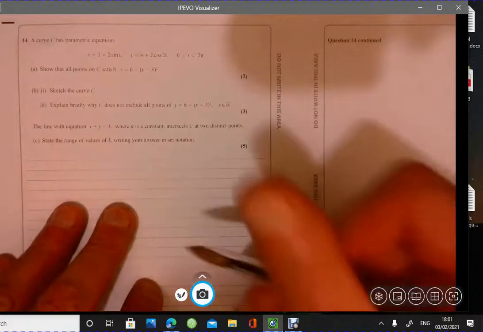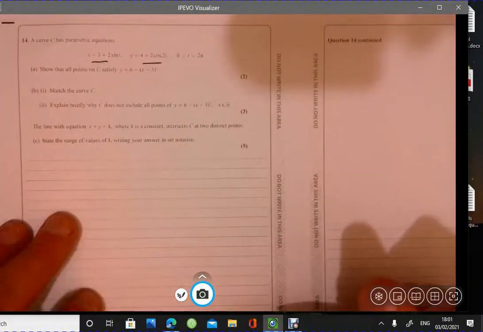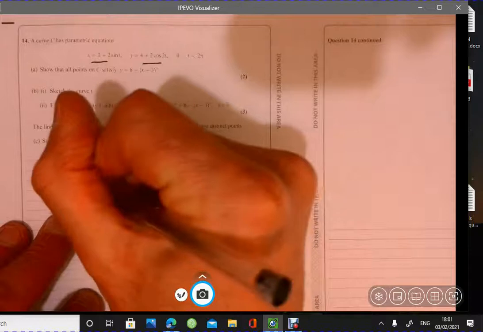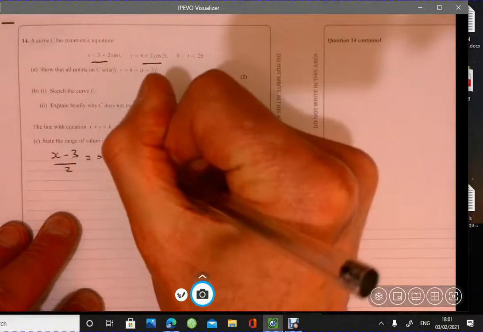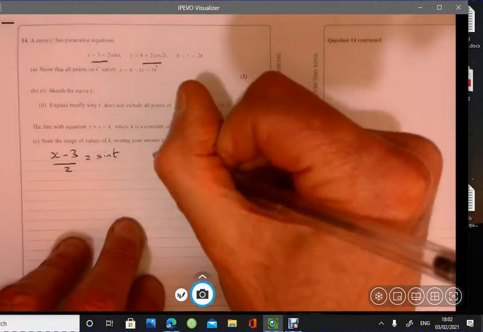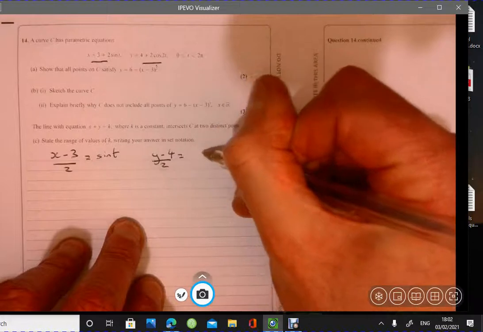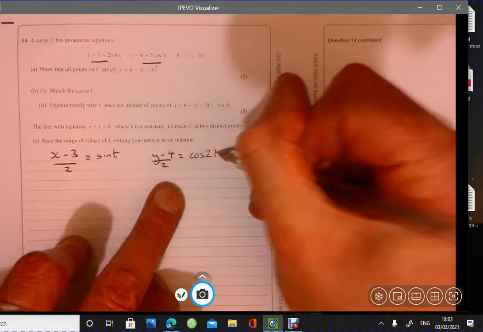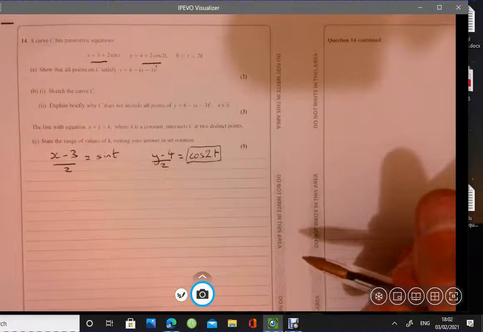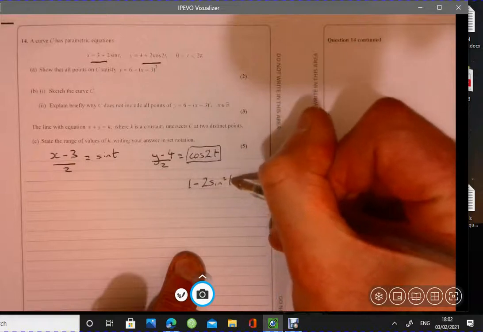Question 14. So let's start by thinking about how we could possibly combine these things together. So let's rearrange them. So x minus 3 divided by 2 equals sine t. Let's have a look at this one here as well. So y minus 4 divided by 2 equals cos 2t. Now we should know, cos 2t is equal to 1 minus 2 sine squared t.